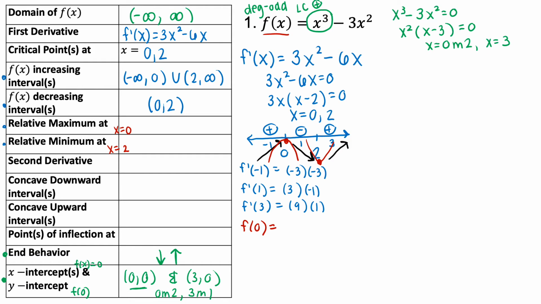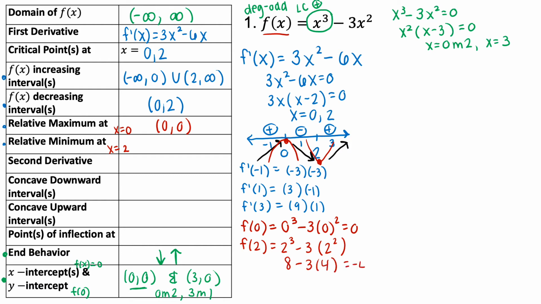Using our original function, that would be 0 cubed minus 3 times 0 squared, which is just 0. So we have a relative maximum at the point (0, 0). And then also evaluating at 2, we have 2 cubed minus 3 times 2 squared, which gives us 8 minus 3 times 4, so 8 minus 12 is negative 4. So our relative minimum is at the point (2, -4).